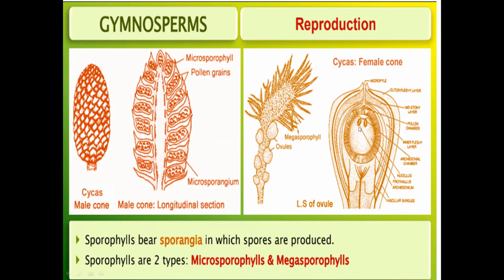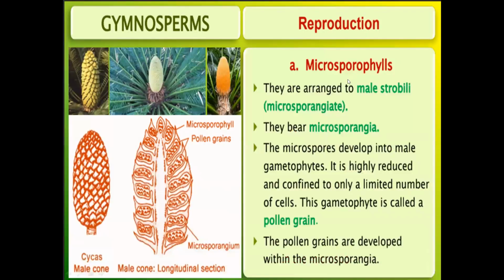This is simple, like in a plant, the pollen will move to the other plant. That is like pollination, and then it will fertilize. The same thing occurs here. These pollens which are produced will undergo pollination, that is, they are transferred. Here you can see microsporophyll again. These are arranged on male strobili called microsporangiate. They bear microsporangia.